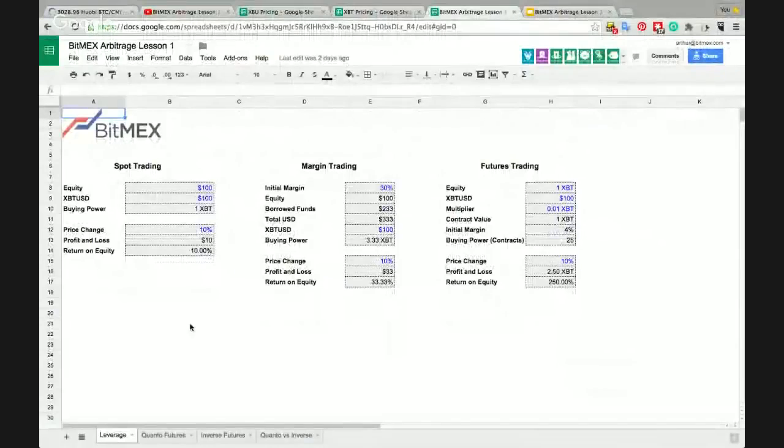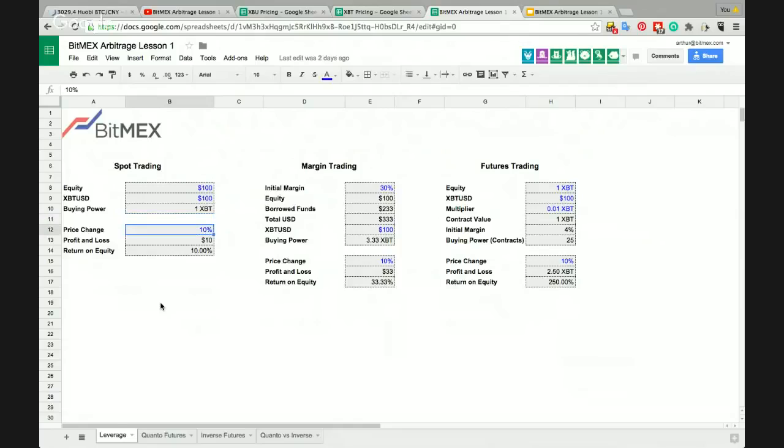And so I want to just illustrate the differences between spot, margin, and futures trading. So if we look at spot trading, assume that we have $100 US of cash. The Bitcoin US dollar price is $100. Because on a spot basis, there's no leverage, we can buy one Bitcoin. Now assume that the price goes up 10% and we make $10, or a 10% return on equity. So when you're trading on a spot basis, if you go up 10%, you make 10%.